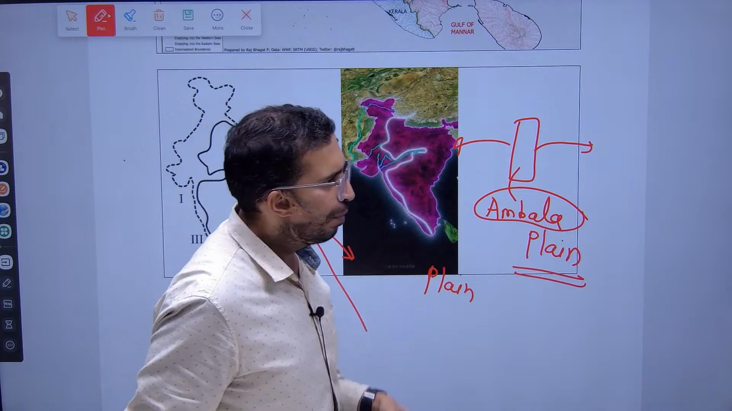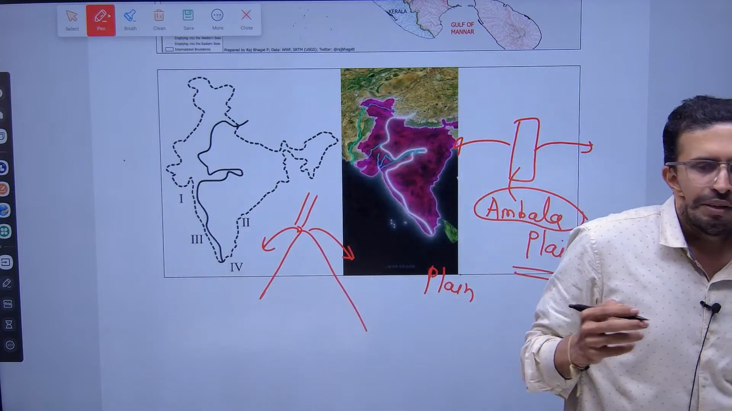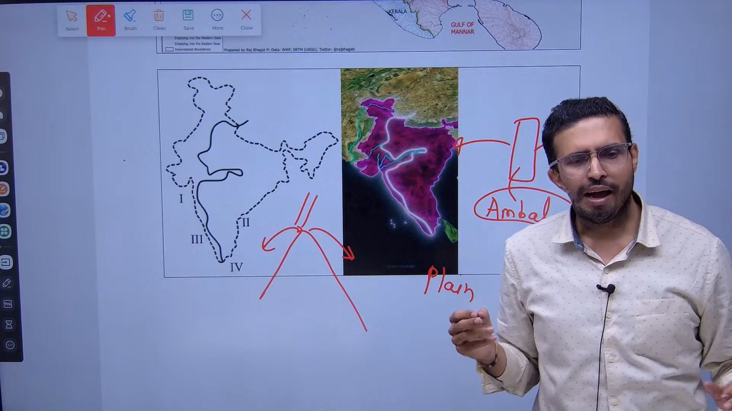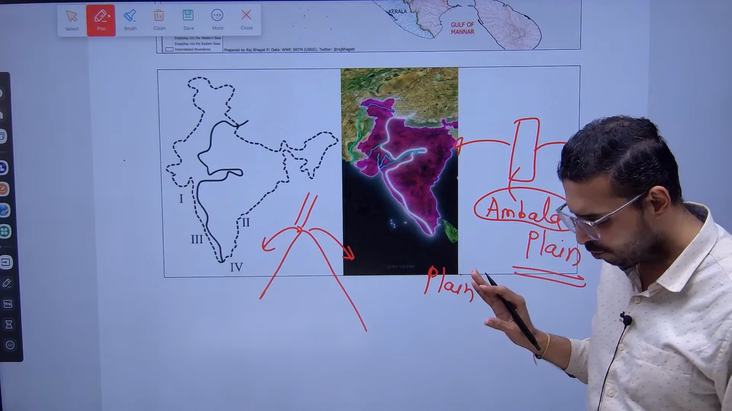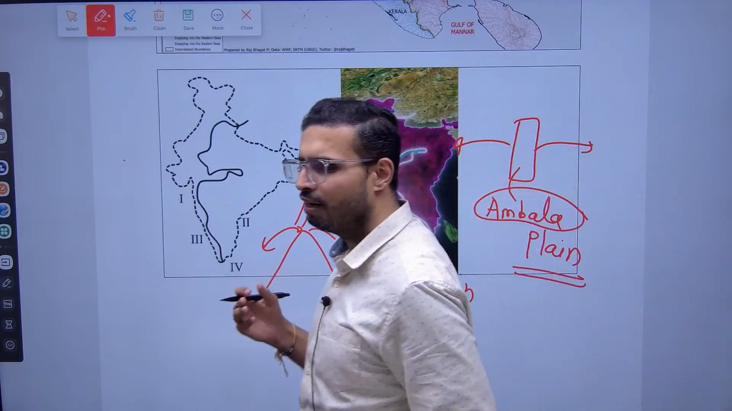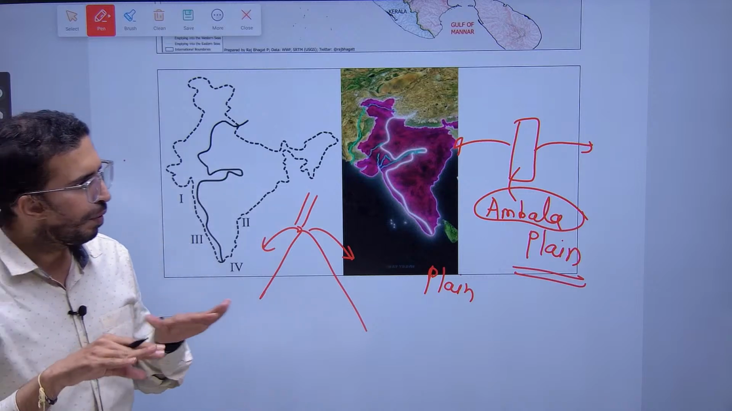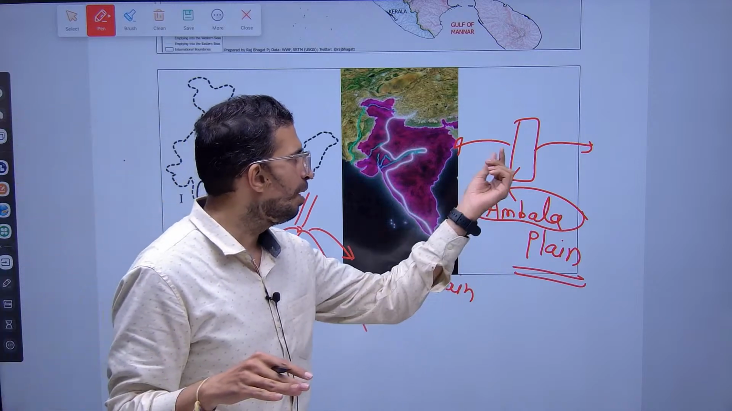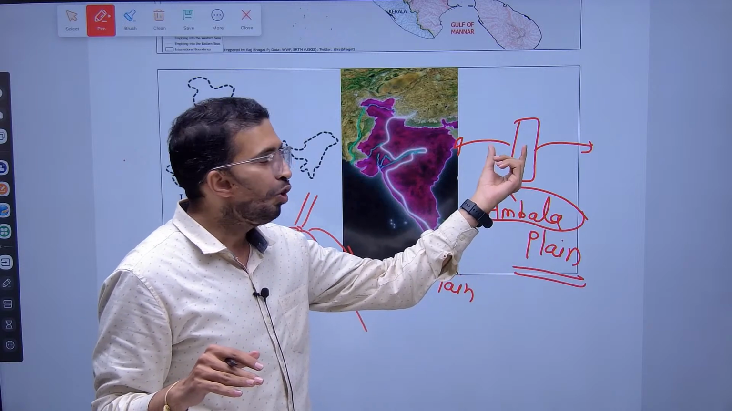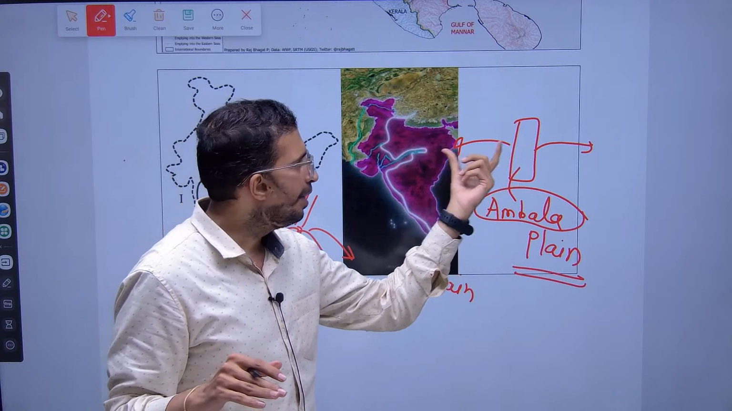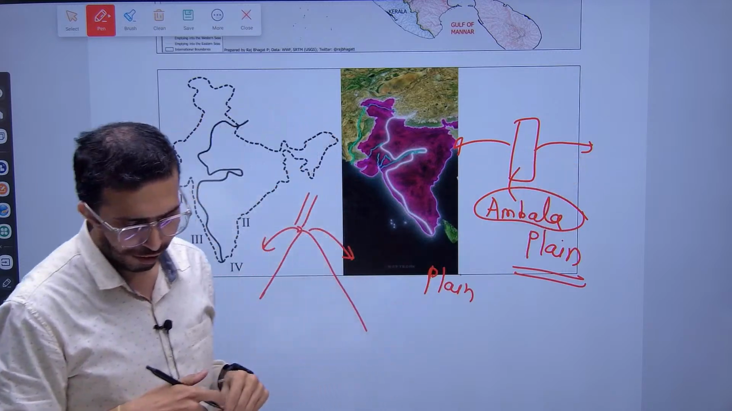A question can be: the water divide always has elevated land, true or false? Not always. Yes, majorly we can see the water divide is an elevated land, but the water divide can be flat also. An example is the water divide in the Ambala plain, which divides two major river basins, that is the Indus and the Ganga river systems.